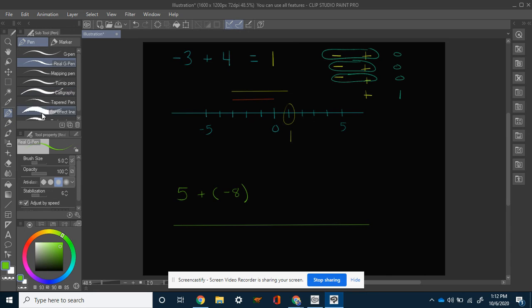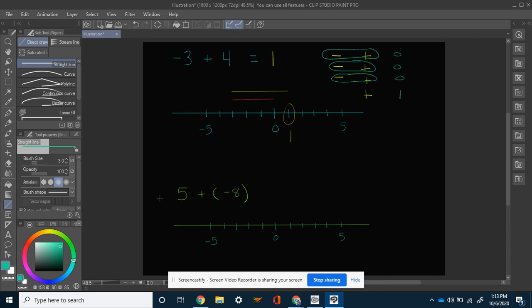And we need to number this. We're not really sure which direction this thing is going to go. So we're going to start with our 0 in the middle. 1, 2, 3, 4. Here is 5 and negative 1, negative 2, negative 3, negative 4. And here is negative 5.